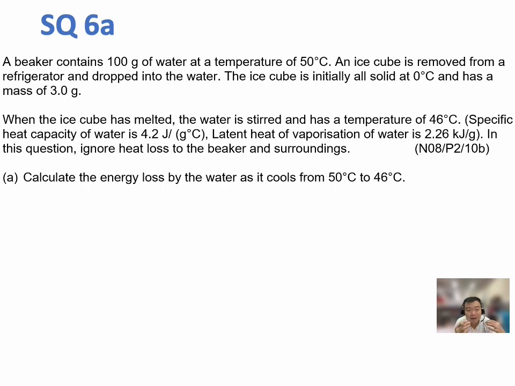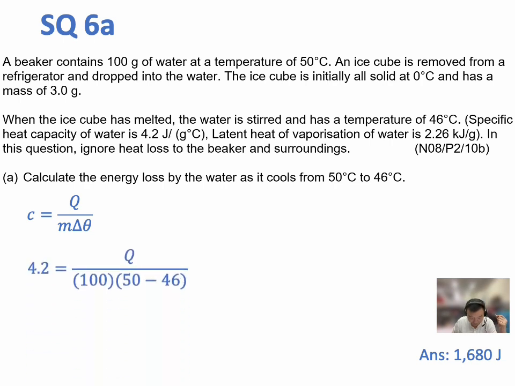So first part, you are to calculate the energy lost by the water, the 100 gram water, as it cools down. So use the specific heat capacity equation, plug in the value, and again watch out for the units. In this case, it's alright to use grams because the value of the specific heat capacity is given in grams also, and with that you can get 1680 joules.